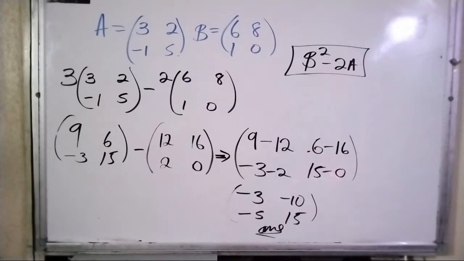With the b squared, you multiply b times b. Yeah, you multiply everything with the whole number. So if you get 3 times a, you multiply everything by 3. 3 times 3 is 9, 3 times 2 is 6, 3 times 1 is negative 3, 3 times 5 is 15.